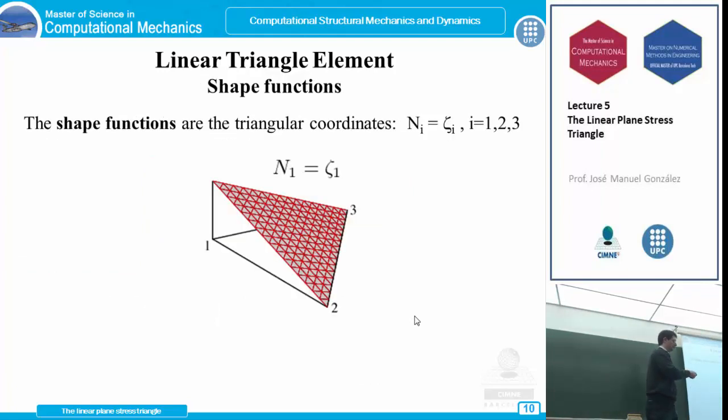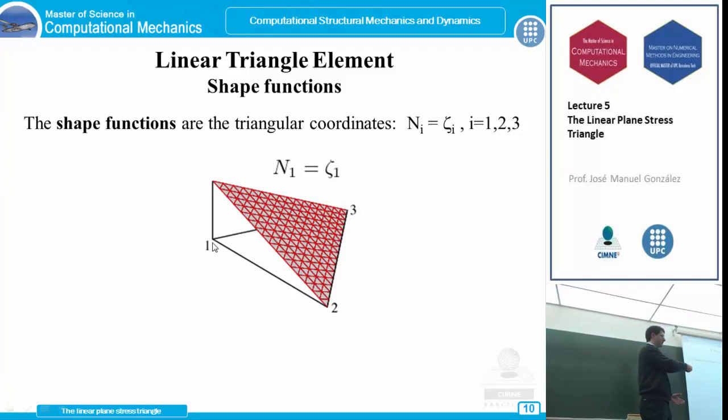So here you have one representation of a shape function, for example, N1. N1 is a function which has value 1 in node 1, value 0 in the opposite corner, and it varies linearly along the domain. And this is valid for all 3 triangular coordinates. N2 and N3 are the triangular coordinates.